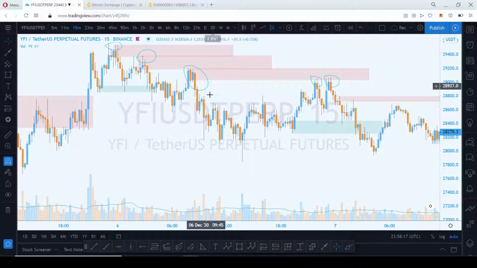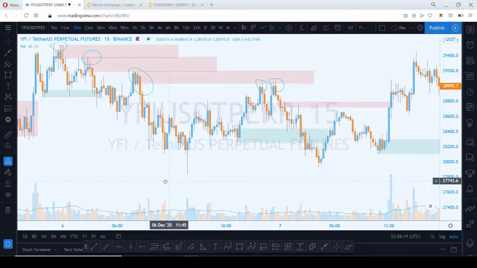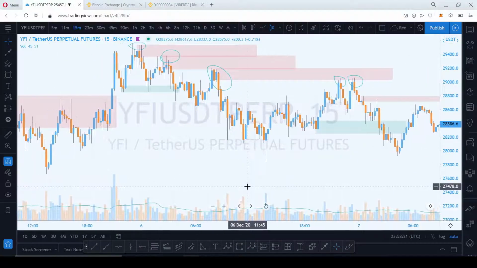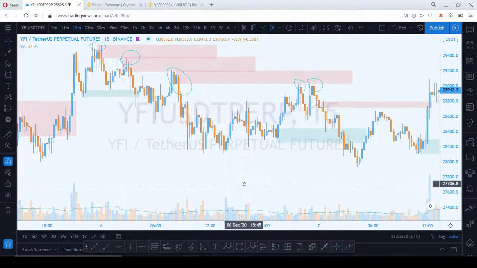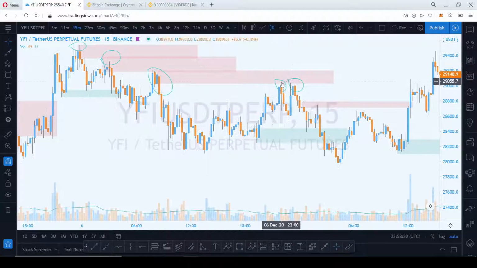And I illustrated with this YFI USDT futures coin what I think will happen if I were a smart money. Then I highlighted these two highs, this very high and these other two highs, and I said, as a smart money trader, I think the price was here then. The price was just here when I made that video.